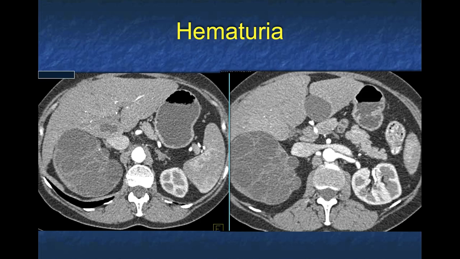Now, let's move over a little bit. One of the things people ask me to do when I do the quiz is to cover different areas, and so I gave you some spleen. I'm giving you now some kidney.